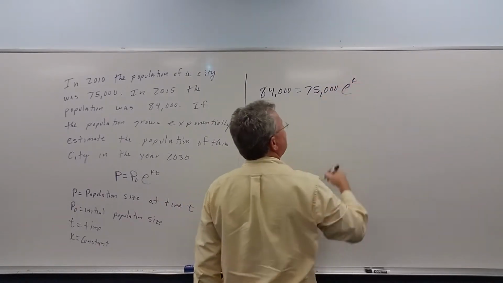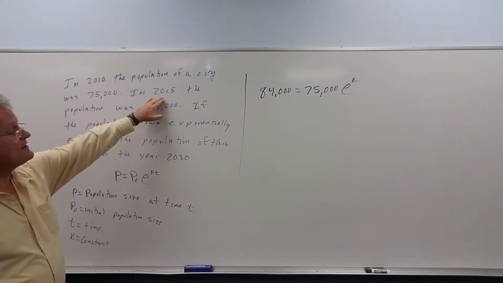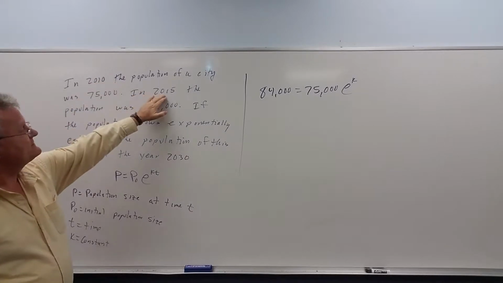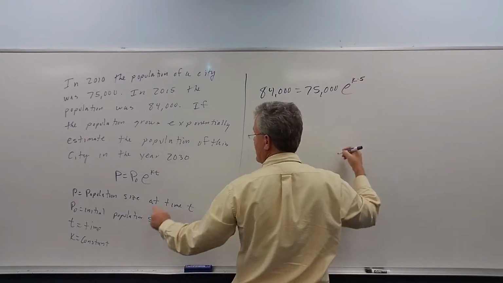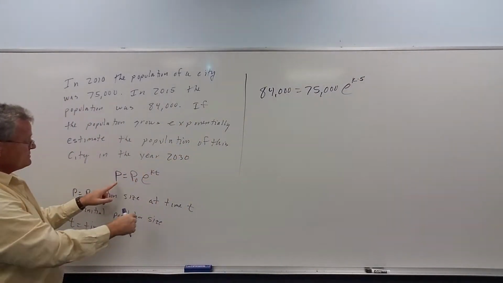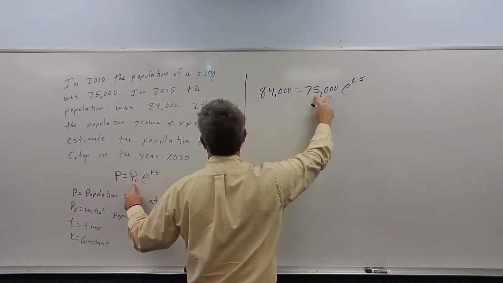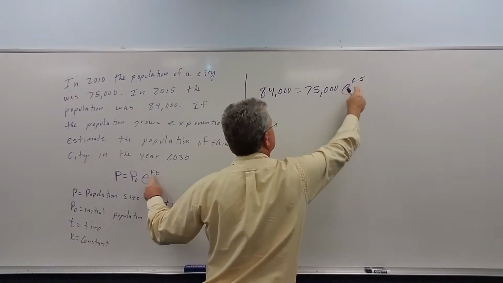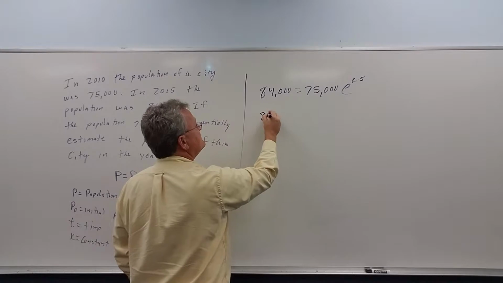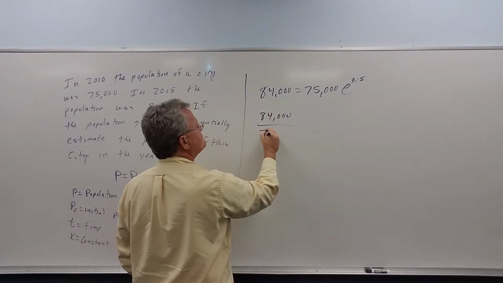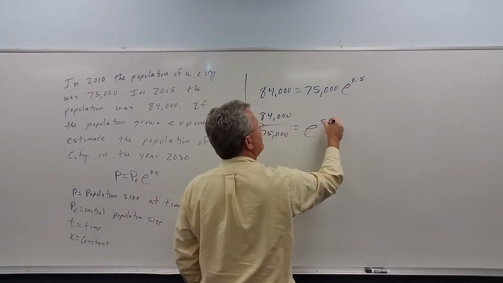This is e to the kt. Now the time is the difference between 2010 and 2015. If this is the beginning, this is 5 years later, so we put a 5 in for t. So I'm just plugging in: our population is 84,000, at the beginning it's 75,000, our time is 5. Now we divide both sides by 75,000 and we get 84,000 over 75,000 equals e to the 5k.